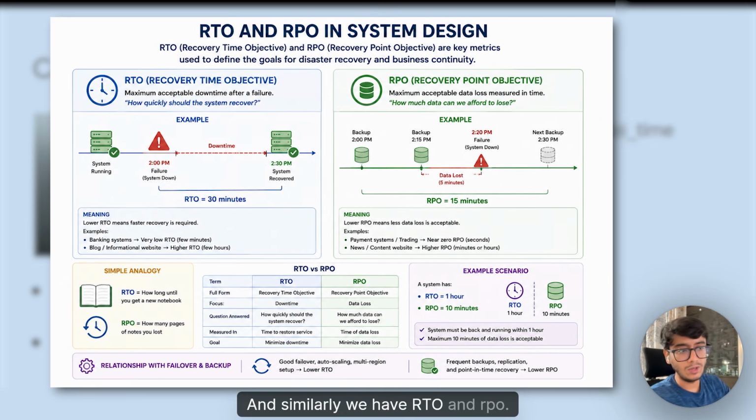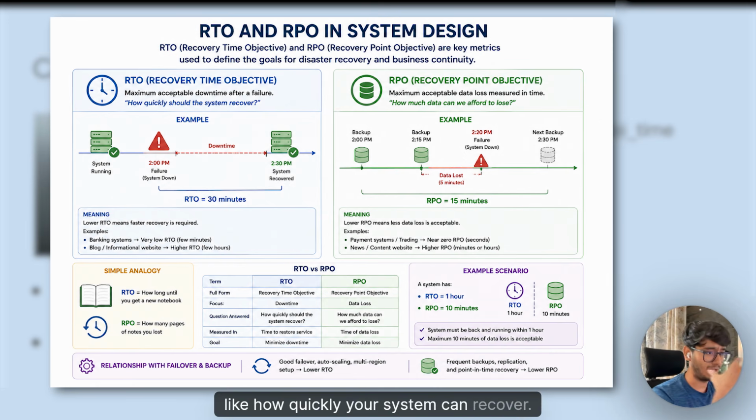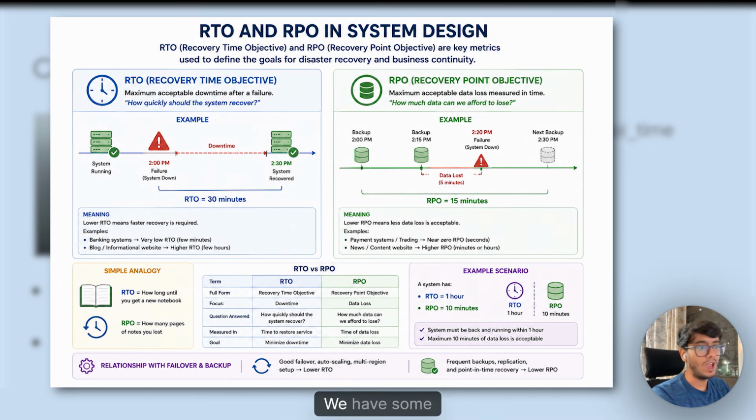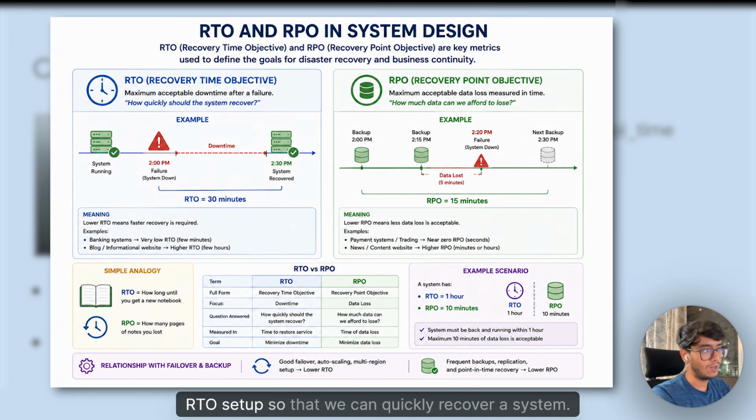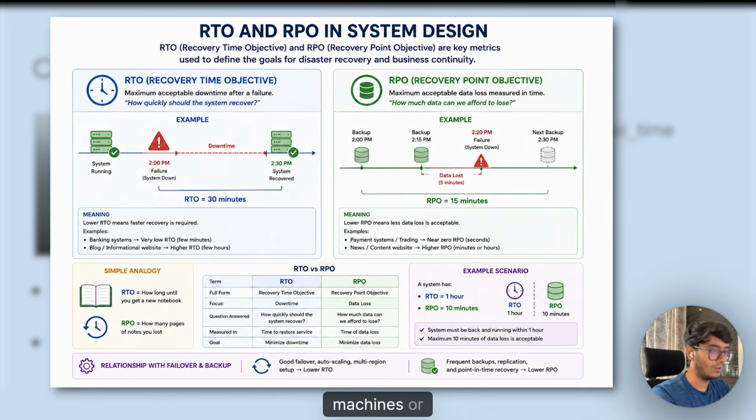And similarly, we have RTO and RPO. RTO is the recovery time objective, which is how quickly your system can recover, let's say within 5 minutes or 10 minutes. Let's say your system dies. We have some RTO setup so that we can quickly recover the system. I can spin up more machines or redo the stuff so that our systems are back in place.